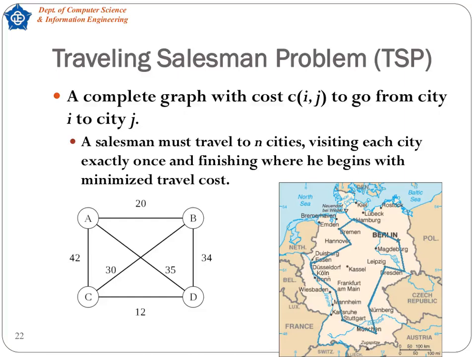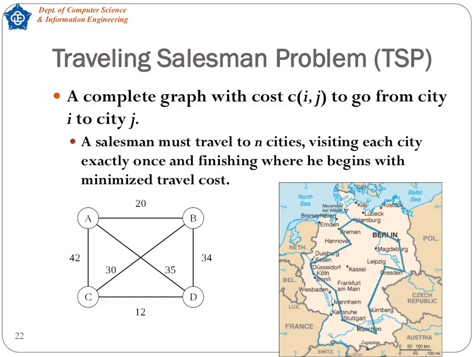Building on that Hamiltonian cycle idea, imagine you're a traveling salesman faced with a network of cities, each connected by roads with specific travel costs. Your goal is simple: start at one city, visit each of the others exactly once, and then return home while minimizing your total cost. On the left, you see a tiny 4-city example. Cities A, B, C, and D are fully linked.